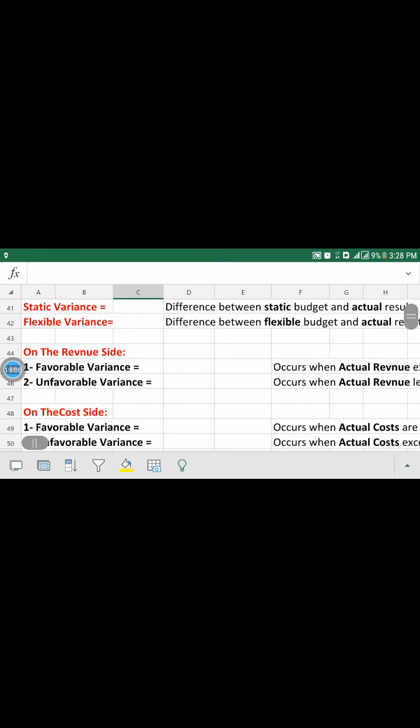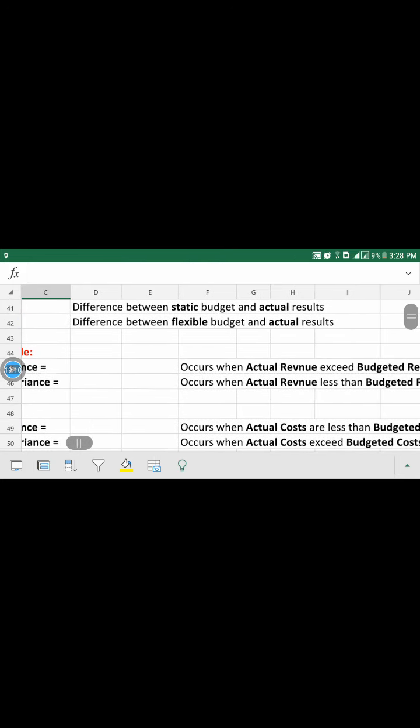Unfavorable variance is defined as the actual cost exceeding the budgeted cost. So it's the same, just the opposite. In revenue and in cost, it is the same, just the opposite.